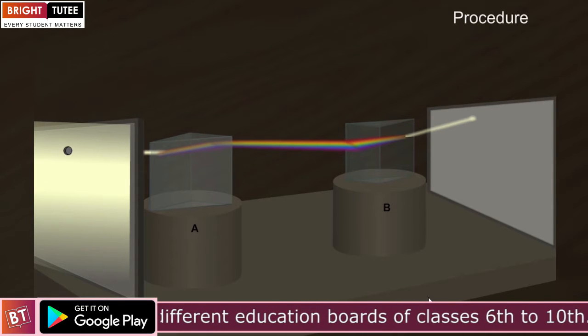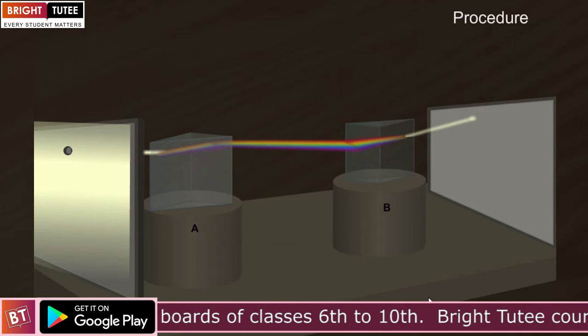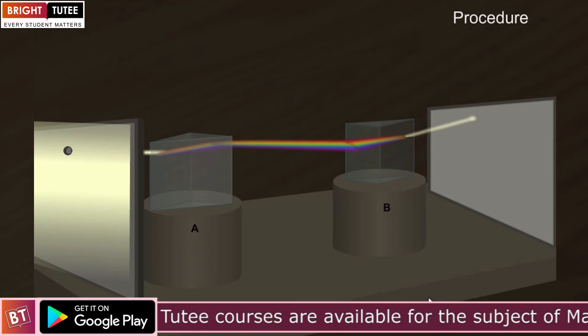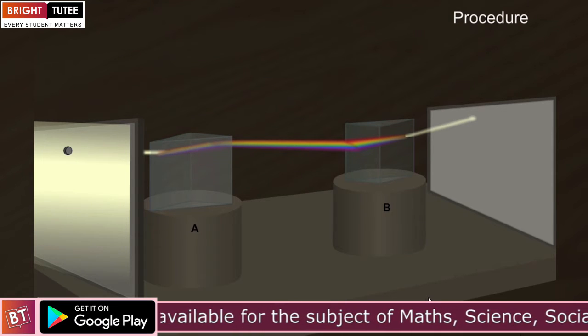Now he interposed prism B in an inverted position. He found that a patch of white light is formed on the screen. Now why did it happen?